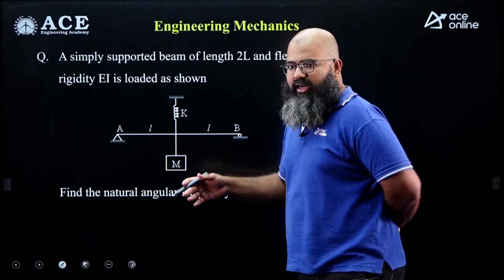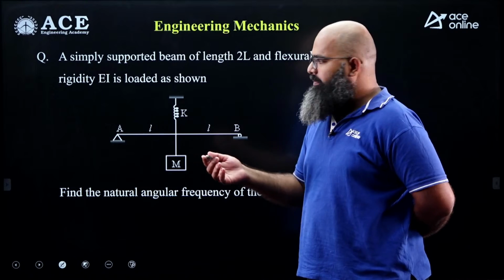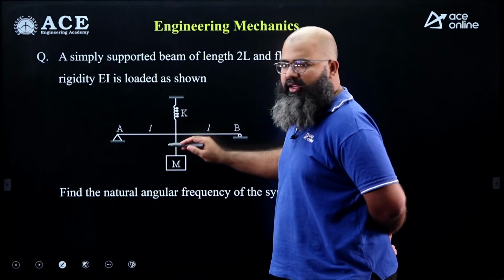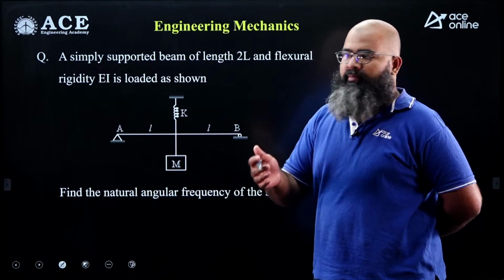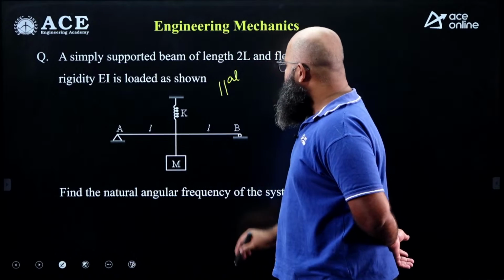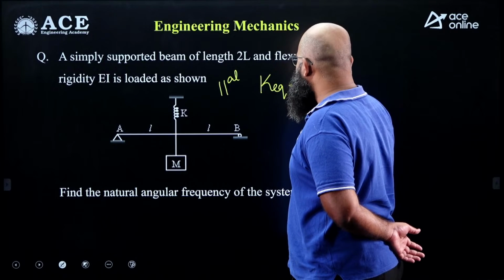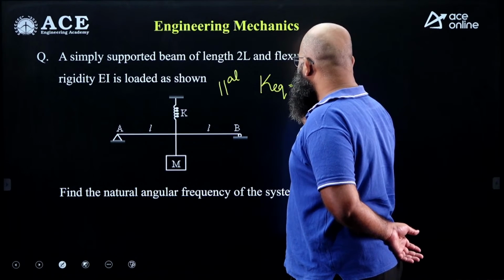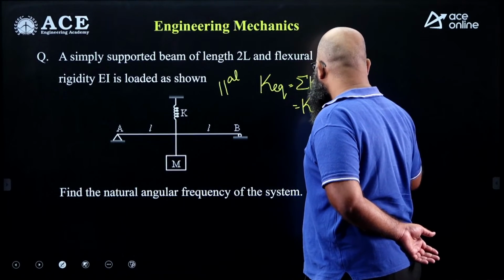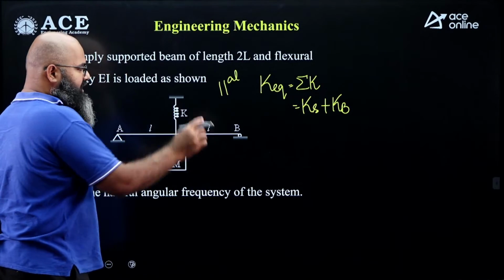First of all, we have to understand what kind of equivalent system is it. Is it in series or in parallel? You observe over here, when the deflection takes place, the deflection of the beam and the spring are going to be the same, which implies this is a parallel connection. In the case of parallel connection, K equivalent is equal to the summation of K. That means in this case, it is K of spring plus K of beam. The K of spring is given as K itself.